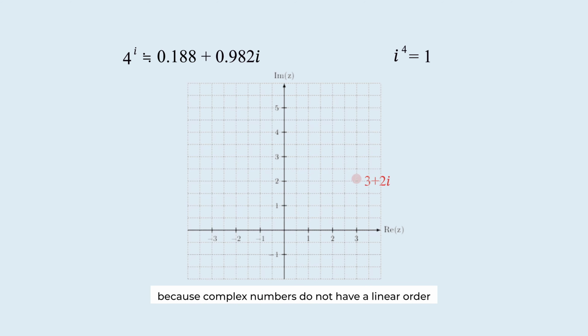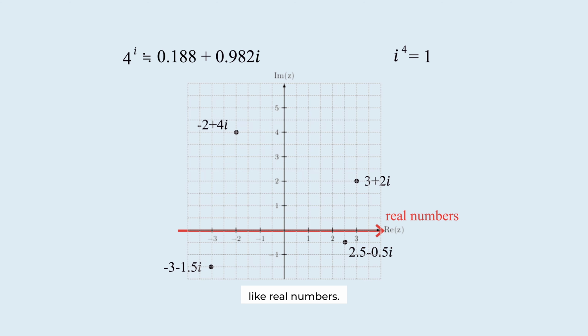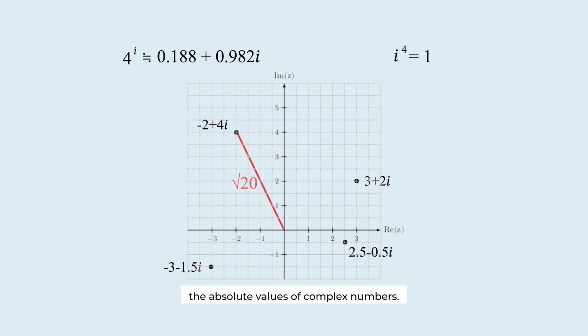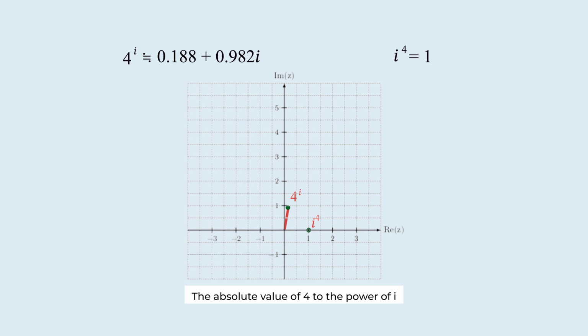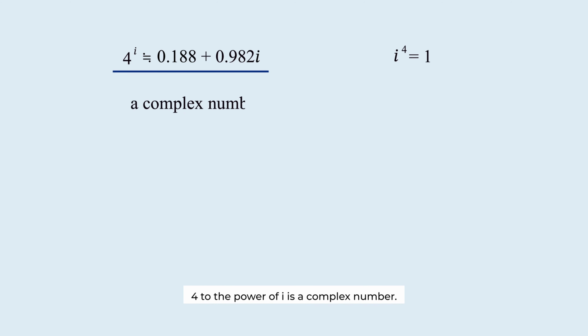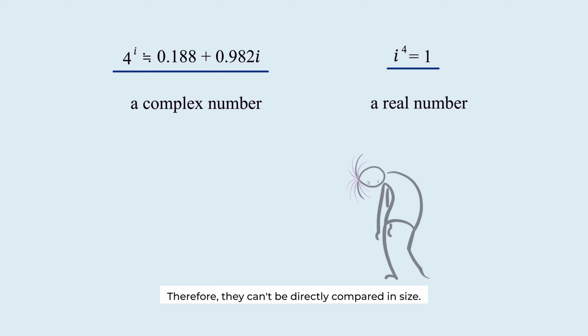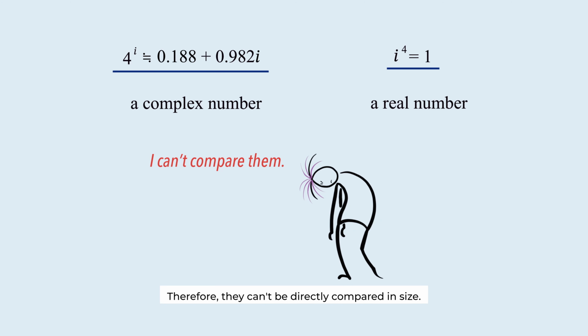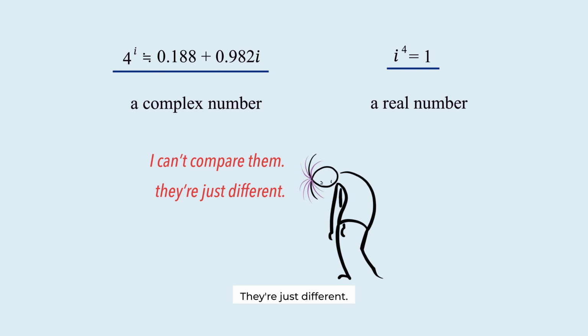This is because complex numbers do not have a linear order like real numbers. However, we can compare the absolute values of complex numbers. The absolute value of 4 to the power of i is 1, and the absolute value of i to the power of 4 is 1. Their absolute values are equal. 4 to the power of i is a complex number, and i to the power of 4 is a real number. Therefore, they can't be directly compared in size. They are just different.